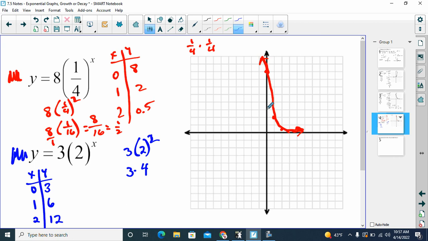So we've got 0, 3, 1, 6, and 2, 12, which is a little bit off my graph. So my graph should look something like that guy there.